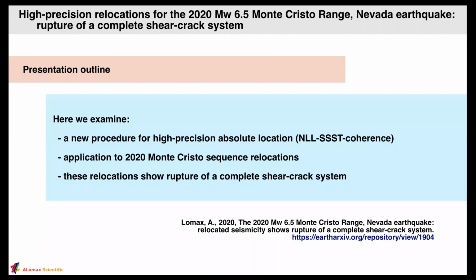So I'm going to have three main parts to the talk. I'll discuss the new procedure for high precision absolute location, which is called NonLinLoc-SSST-coherence. I'll show the application to the Monte Cristo sequence and do a general interpretation of the locations. And then I'll discuss how these relocations show rupture of a complete shear crack system.